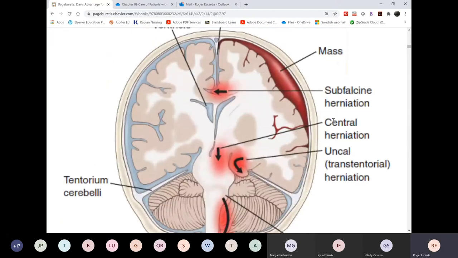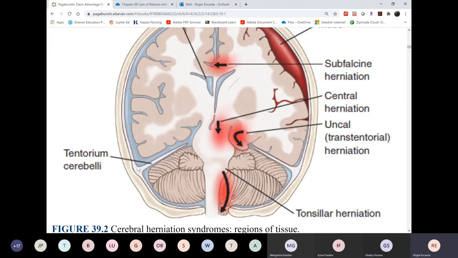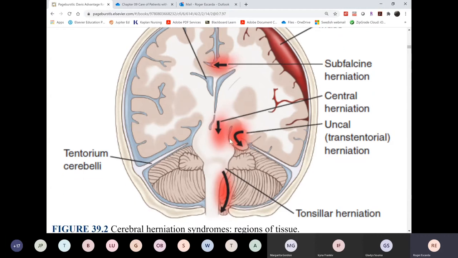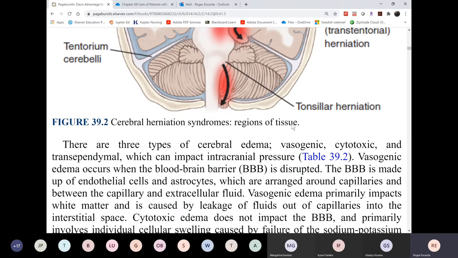So here are examples. This mass here could be a hematoma, a tumor, whatever. This is the tentorium I'm talking about, a sharp part of the skull that separates the upper from the lower parts of the brain. It will cause herniation like this. Here's another one. Your brain can herniate sideways, downwards, or both. So you have different ways to herniate the brain.